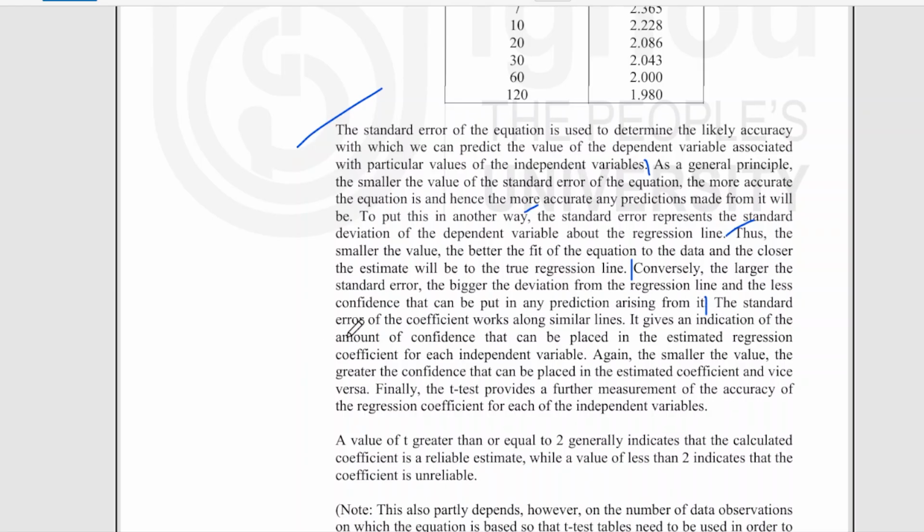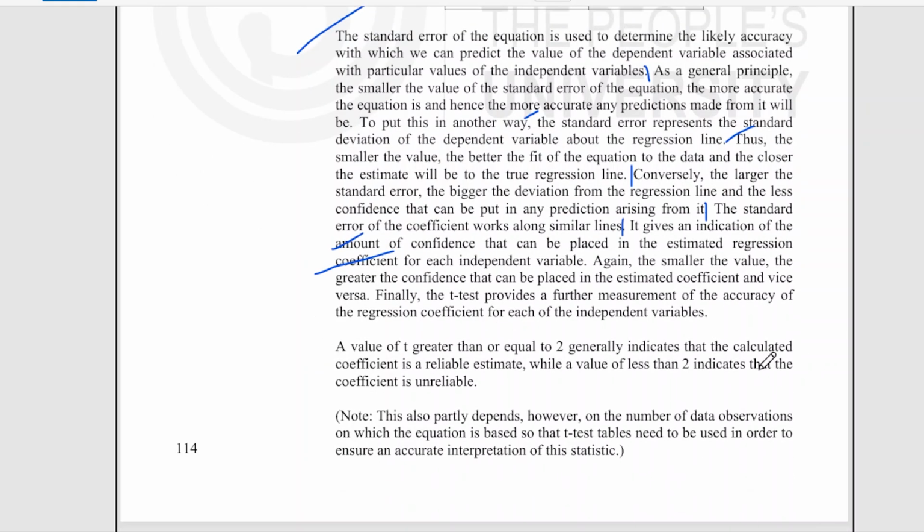The standard error of the coefficient works along similar lines, and it gives an indication of the amount of confidence that can be placed in the estimated regression coefficient for each independent variable. Again, the smaller the value, the greater the confidence that can be placed in the estimated coefficient, and vice versa. Finally, the t-test provides a further measurement of the accuracy of the regression coefficient for each of the independent variables. A value of t greater than or equal to 2 generally indicates that the calculated coefficient is a reliable estimate, while a value of less than 2 indicates that the coefficient is unreliable.